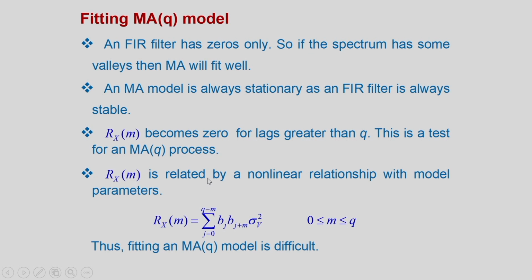Next point is that Rx[m] is related to the model parameters by a nonlinear relationship. This is the trouble with the model parameters, the b parameters. The relationship is Rx[m] = σv² times the summation of bj b(j+m), with j going from 0 to q minus m. So, this is the relationship between the autocorrelation function and the model parameters. Therefore, model parameters are related to the autocorrelation function in a nonlinear manner, and finding these coefficients by solving nonlinear equations, when the data is noisy, will be a complex problem. Therefore, fitting an MA(q) model is difficult.